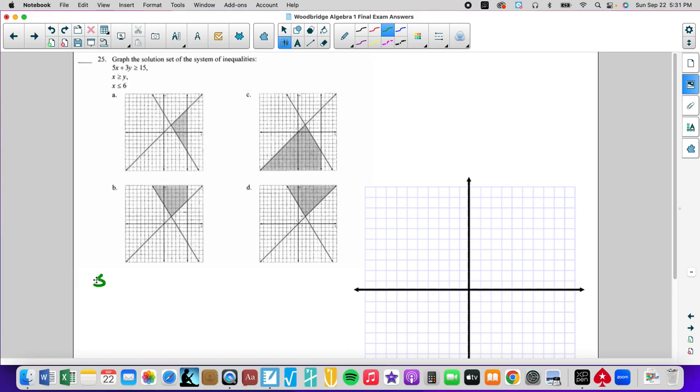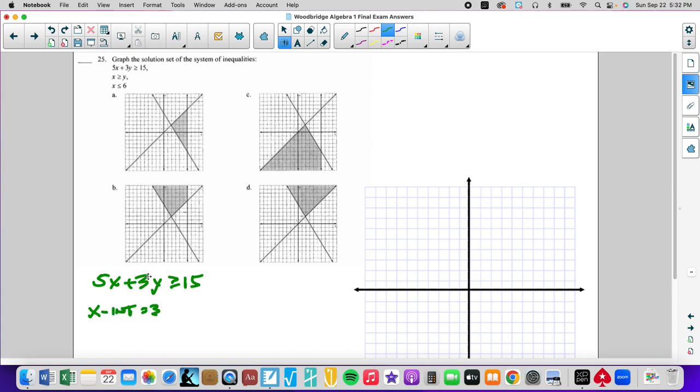Green is going to be 5x plus 3y is greater than or equal to 15. So remember how I said that this is in standard form where you can find the x and y intercepts? Well, when we find the x-intercept, my y value is 0. So that's going to go away. So I'm left with 5x and 15. If we solve for x, that gives me 3. So my x-intercept is going to be 3.